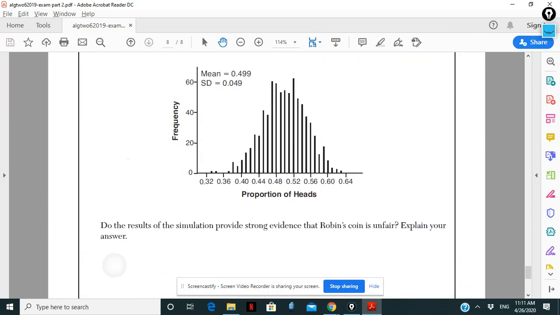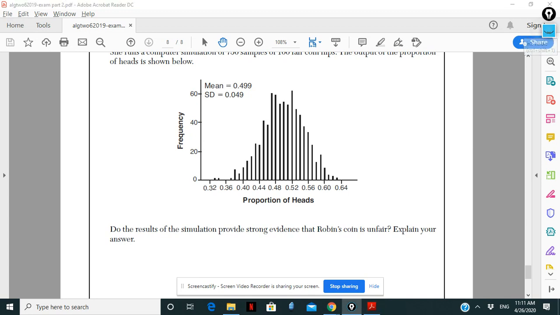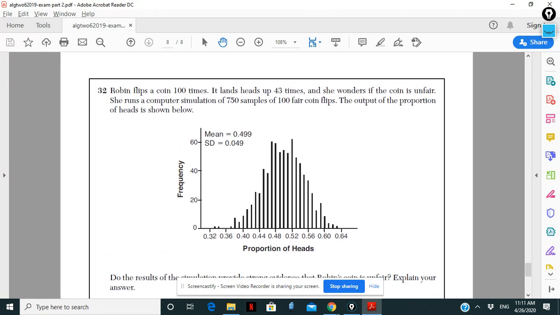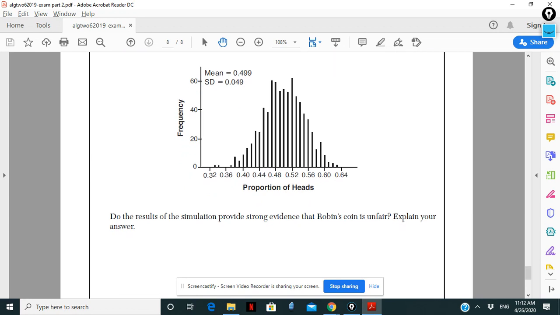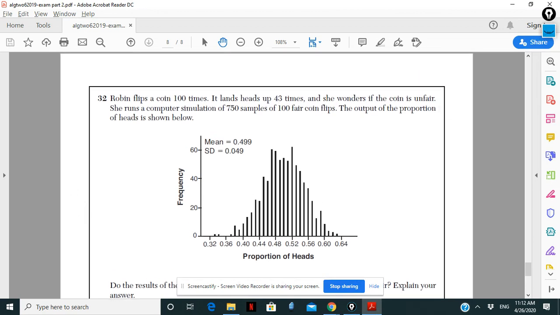Question number 32. Now, in question number 32, you flip the coin 100 times, it lands up 43 times, and she wants to know if the coin is unfair. She runs a computer simulation, it gives her this evaluation, and now, is it strong evidence that it's unfair or what? So first I have to locate the 43 times.